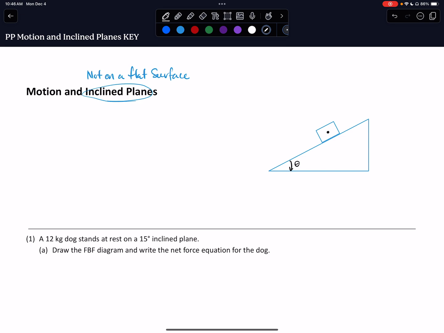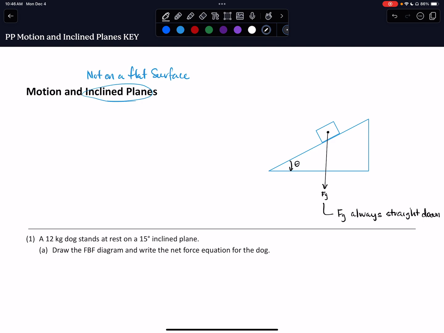All right, and then acting on it, we're going to have gravity. I'm going to draw them a little longer than they should be. Now one thing to keep in mind, Fg is always straight down. You'll see what I mean in just a second.